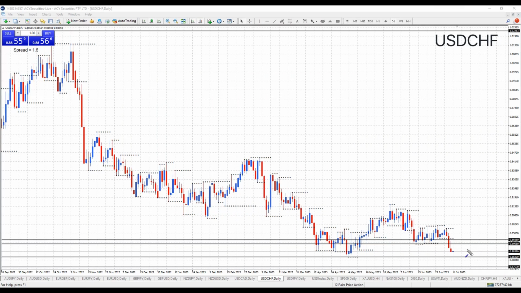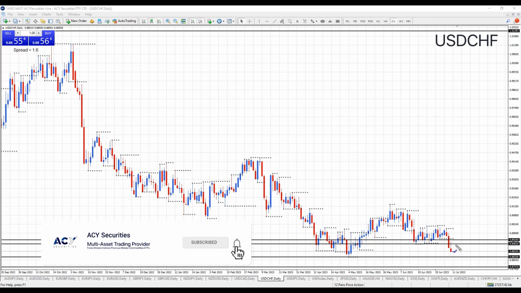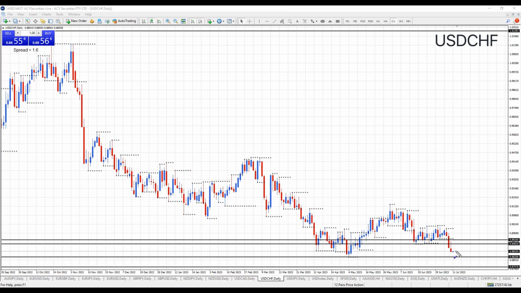Alright, trades on to dollar franc. Dollar franc closed below 89.01 weekly support. We did actually test it yesterday, but can we get a further test of that level this week? Look to sell a rally.